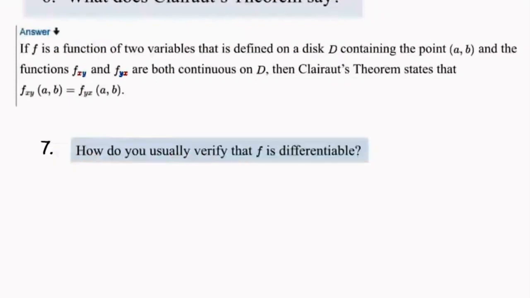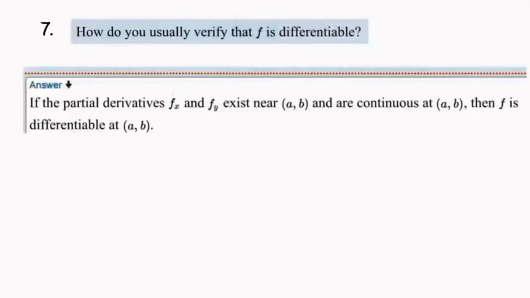How do you usually verify that the function f is differentiable? If the partial derivatives with respect to x and with respect to y exist near (a, b) and are continuous at (a, b), then we say the function f is differentiable at (a, b).